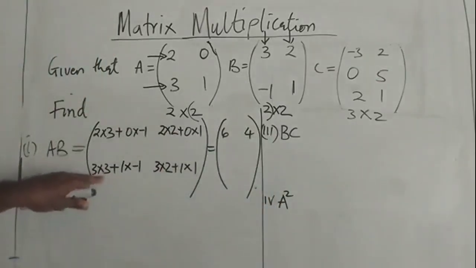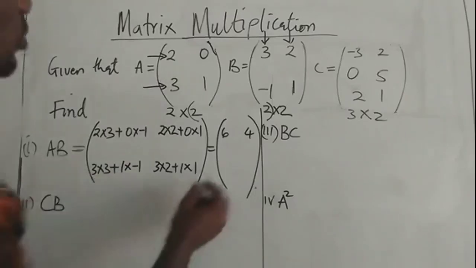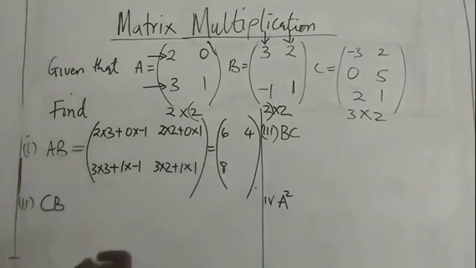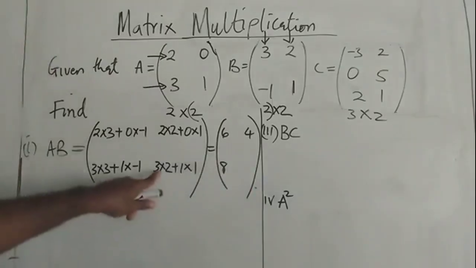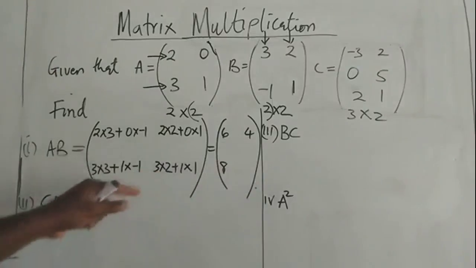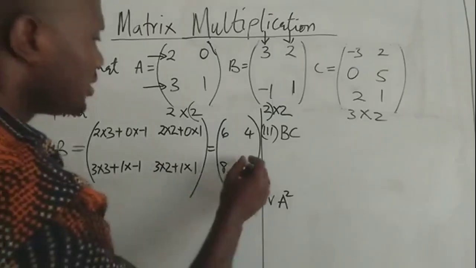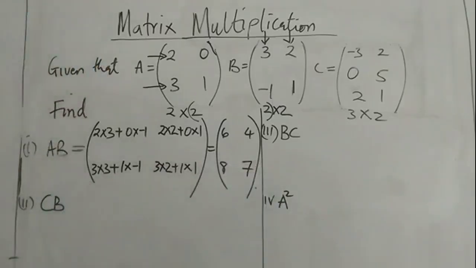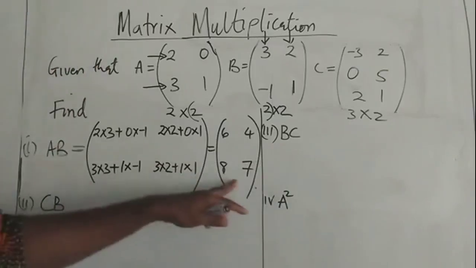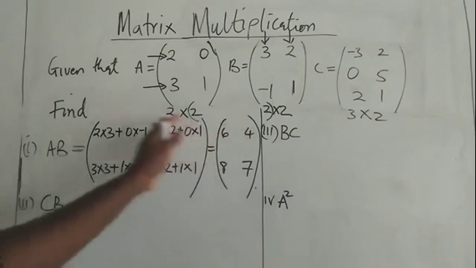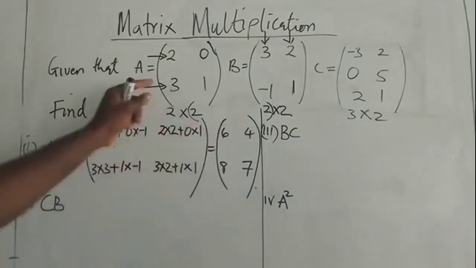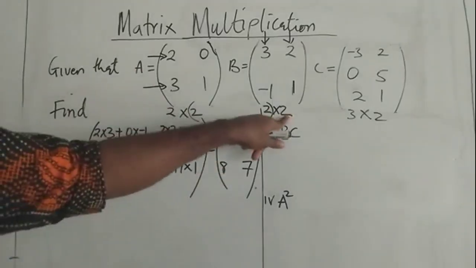3 times 3 will give you 9. Minus 1 times 1 will give you minus 1. So 9 minus 1 will give you 8. 3 times 2 will give you 6. 1 times 1 will give you 1. So 6 plus 1 will give you 7. Now, you can see that the result of this multiplication also gave us 2 by 2 matrix.